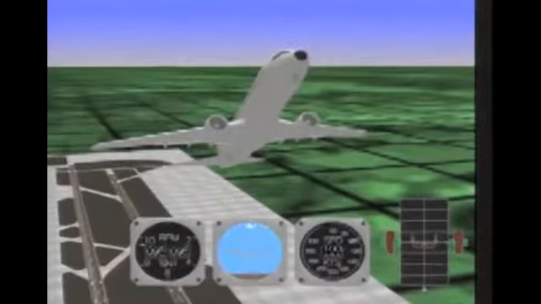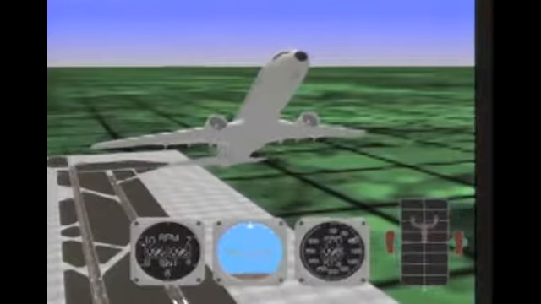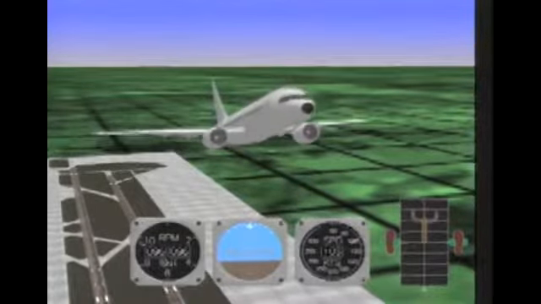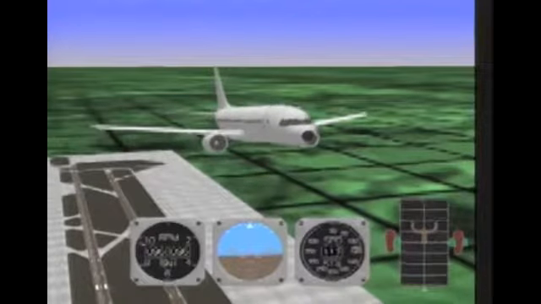Start by disengaging the autopilot and auto throttle. Next, apply nose-down elevator to achieve a nose-down pitch rate. This may require as much as full nose-down input.